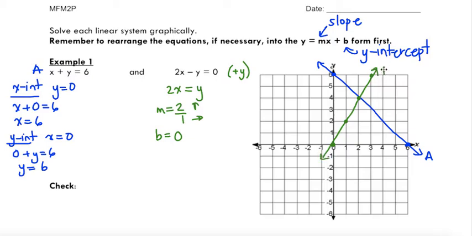And I'm going to call this line B. And from here, I identify where they intersect, and it looks like our point of intersection is at the point 2, 4. And I can check this work by doing the left side, right side check for both of my equations.